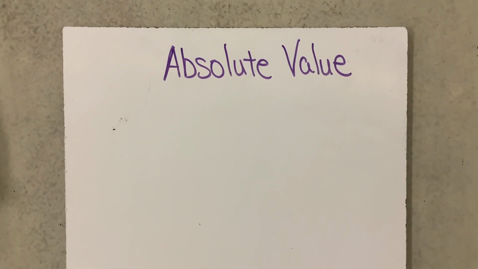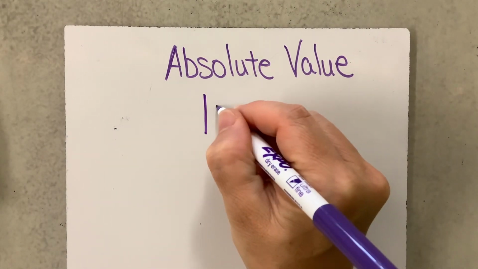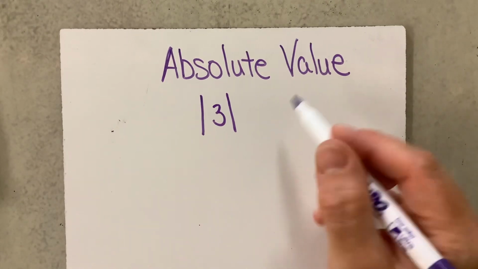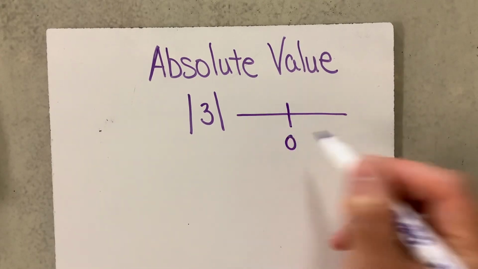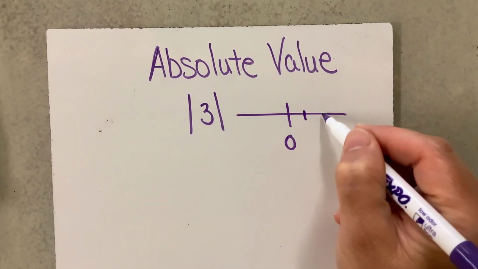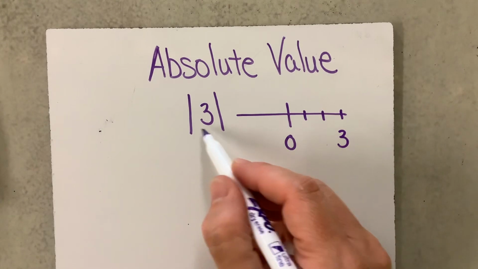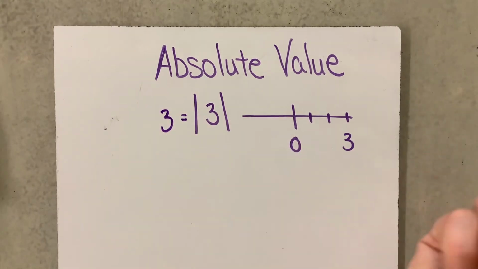This video is covering solving equations with absolute value. Now, before we do that, we have to make sure that we understand what absolute value is. So if we take the absolute value of 3, absolute value is telling us how many steps away from 0 this is. So if this is 0, we're taking 1, 2, 3 steps to get there. So the absolute value of 3 equals 3.